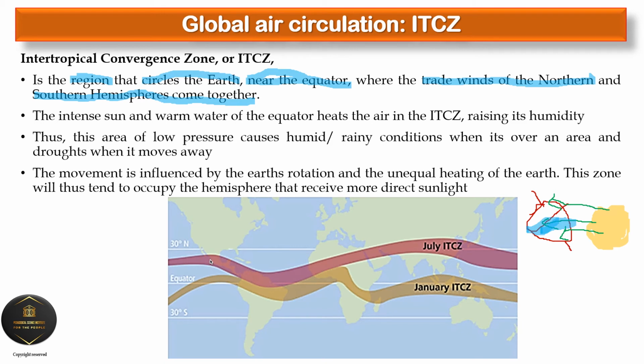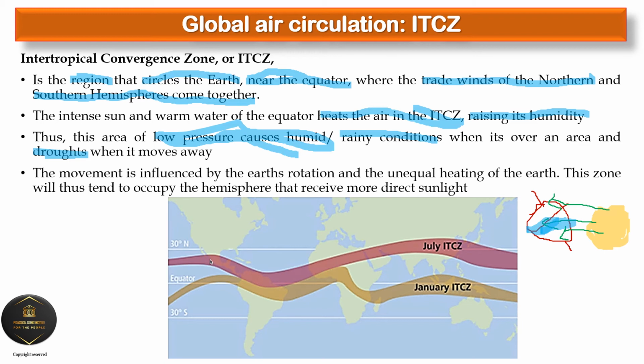Now you must understand that the intense sun and warm water of the equator heat the air in the ITCZ, and it raises its humidity. As a result, this region will have low pressure, and this low pressure will cause humid and rainy conditions when it's over an area, and it causes droughts when it moves away. Now, all of this, guys, is in the name.